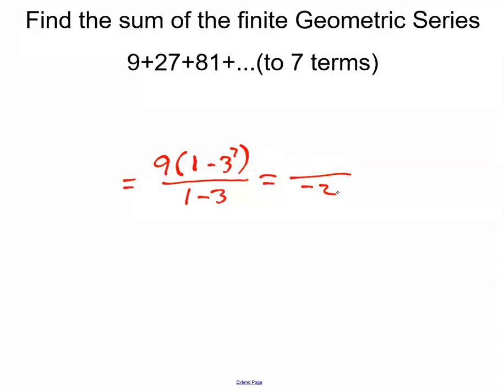And then in the numerator, let's go ahead and type that into our calculators, because I don't know that off the top of my head. So if we take 9 times 1 minus 3 to the 7th, we should get negative 19,674. So then if we divide that by -2, we end up with a sum of 9,837.